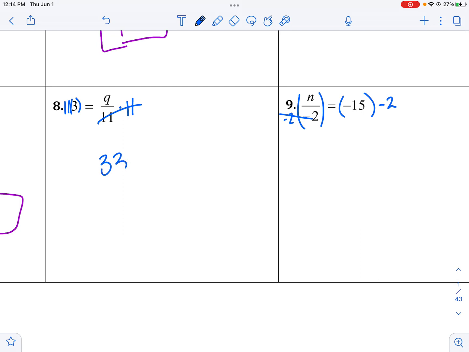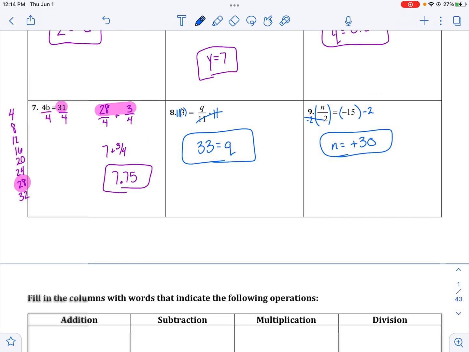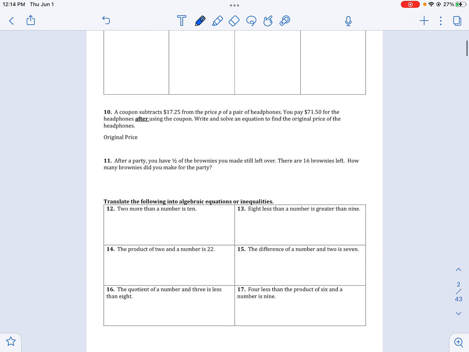And then I've got 11 times 3 is 33. That would get me Q. And here, negative times a negative is a positive 30. So N would equal a positive 30. All right, there's our one-step operations. On the next page, I would check the answer key.